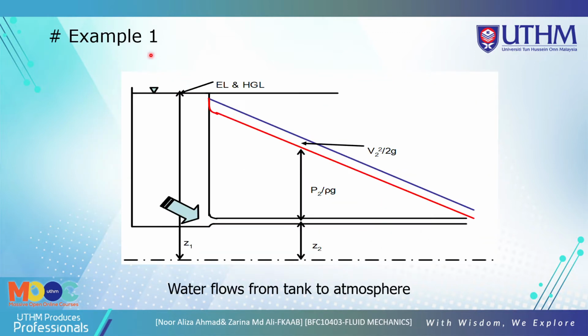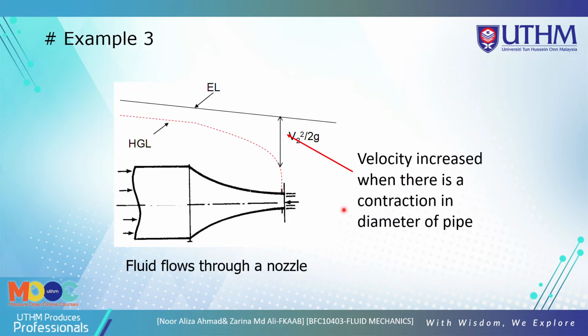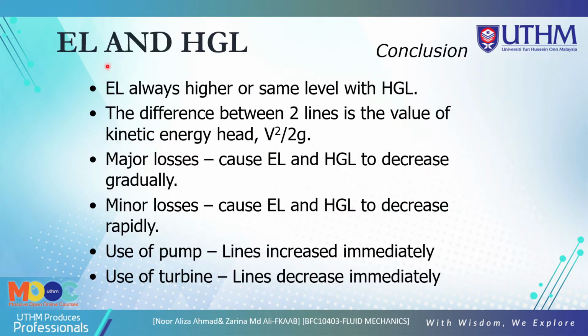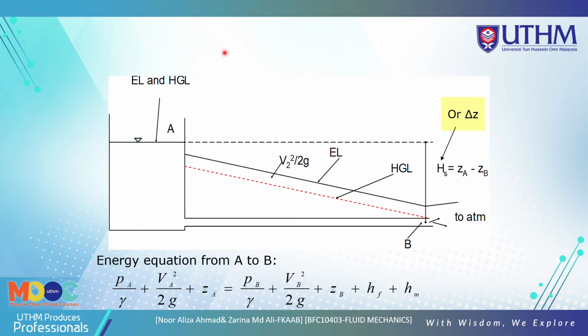Based on these examples, we can summarize the EL and HGL in these 6 points here. You can use them as the theory for EL and HGL. Using the energy equation from A to B, this is actually example 1. This figure is example 1.